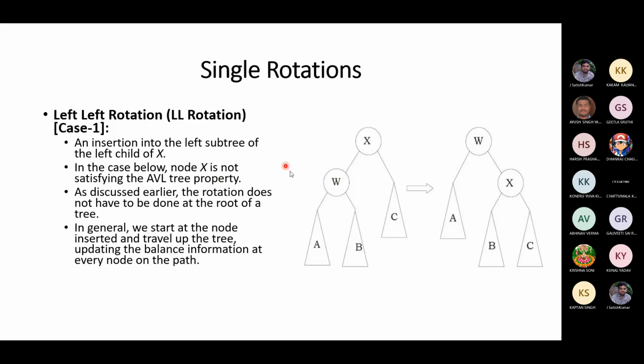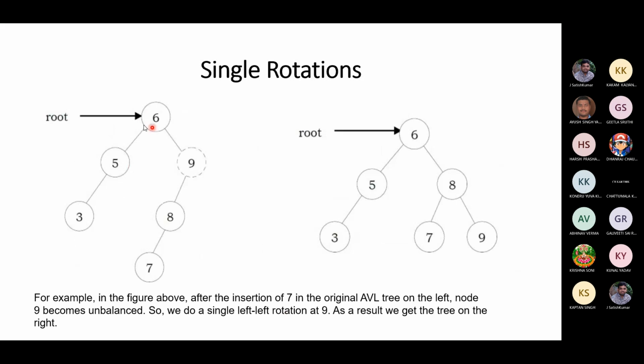Left rotation. Then, for example, this is the example 6, 5, 3, 9, 8, 7. You want to make it balanced. You simply make 8 the root. 9 will become the right child. 7 will become the left child. It's a simple left rotation, a single rotation. Now this tree is balanced.